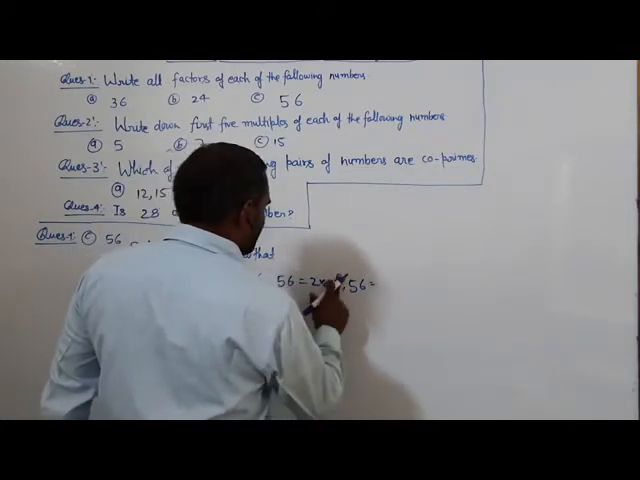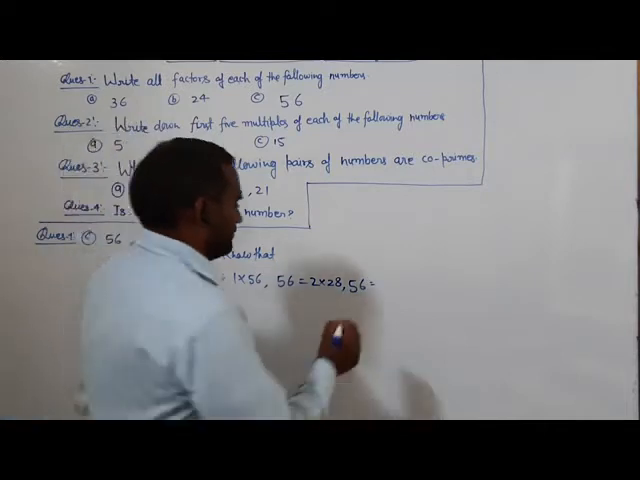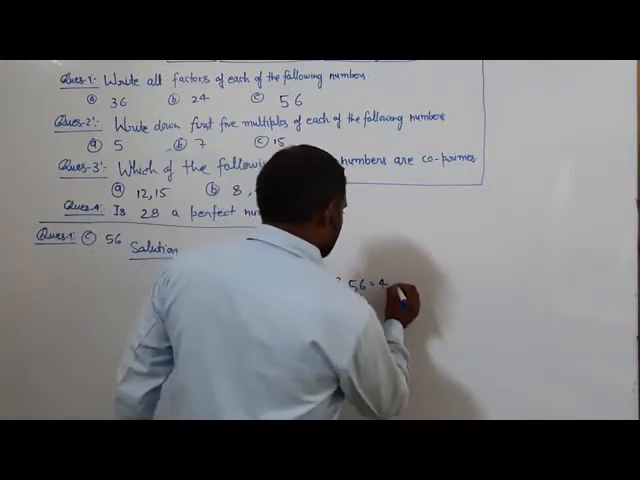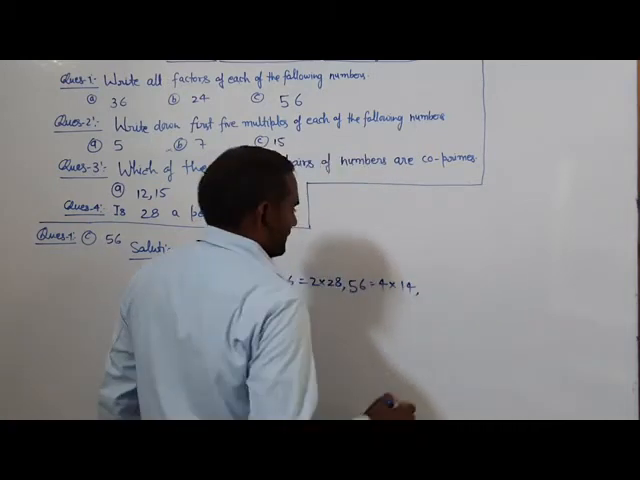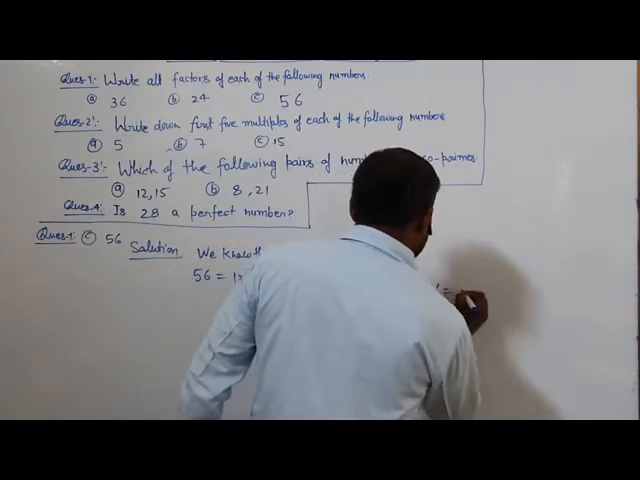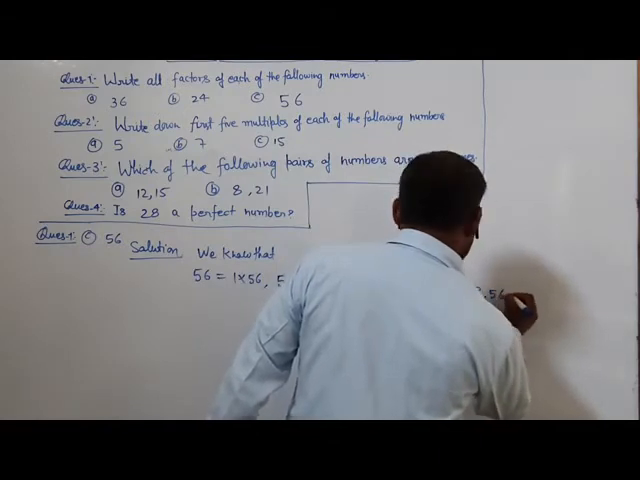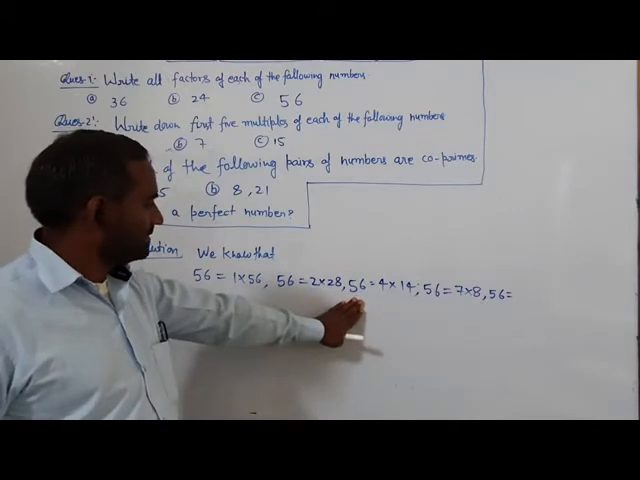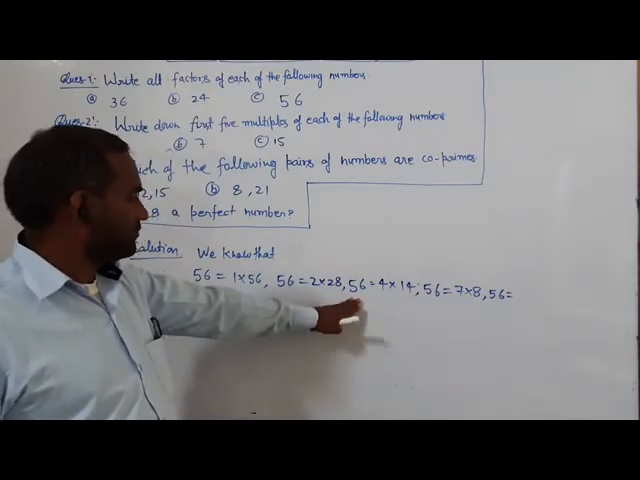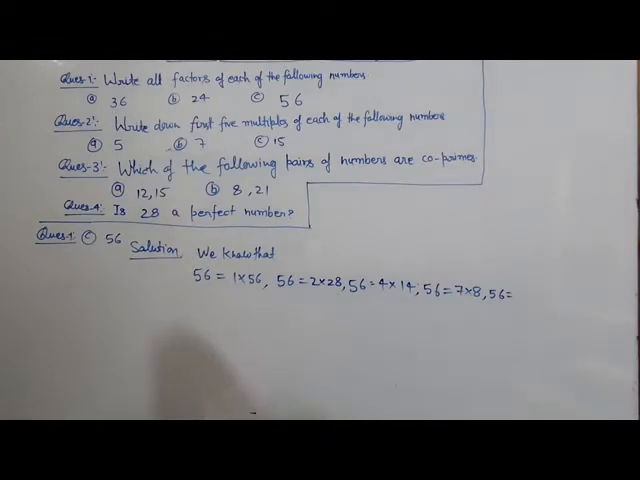4 times 14 is 56. It is not divisible by 5, not by 6. 7 into 8 is 56. So these are the factorizations of the number.